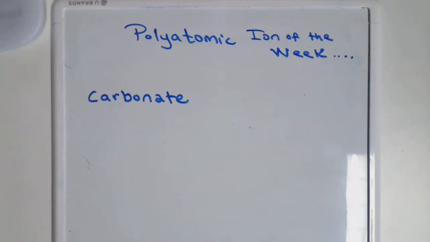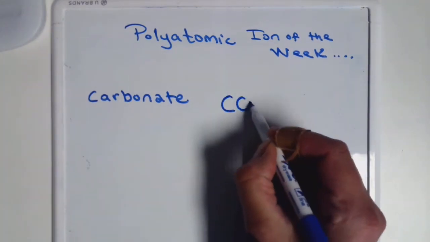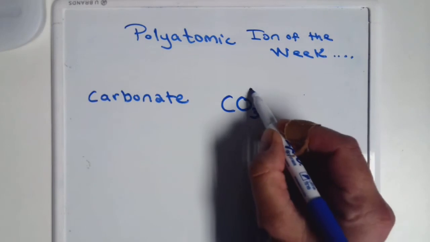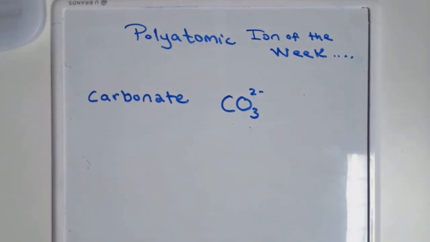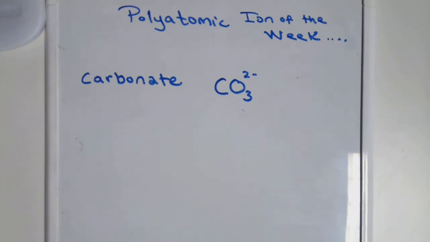We are doing our polyatomic ion of the week for Honors Skyview Chem. And our ion of the week that is polyatomic is carbonate. Carbonate's pretty cool. It's in things like limestone, calcium carbonate. But on its own, it is a carbon bonded with 3 oxygens and bringing in 2 outside electrons. So that is the formula for carbonate.